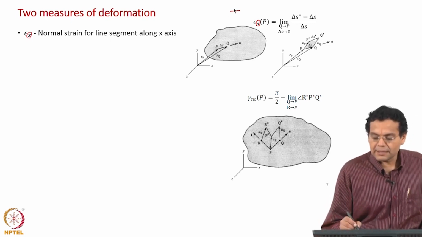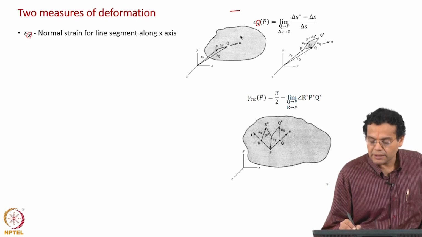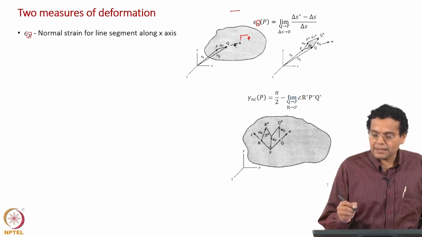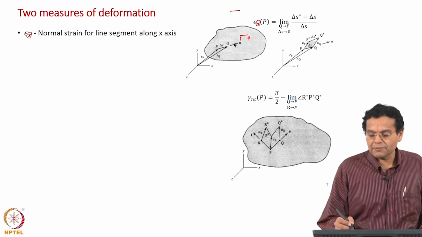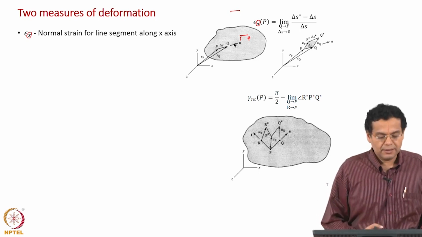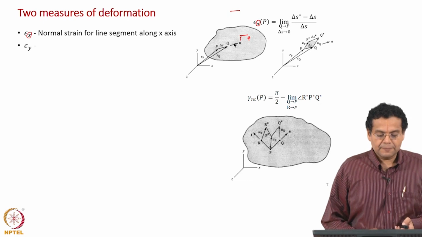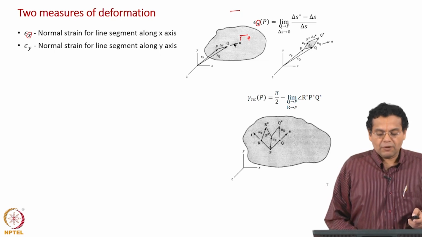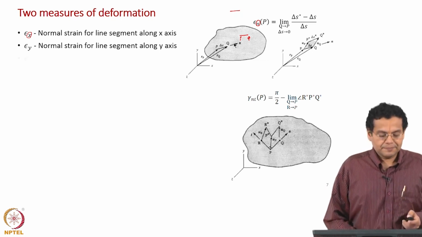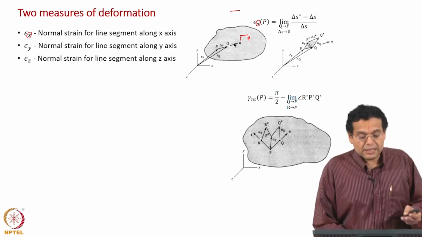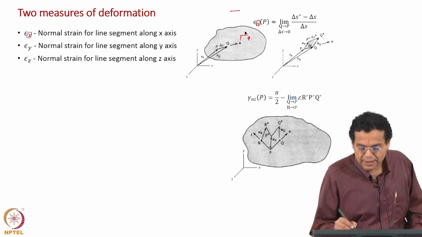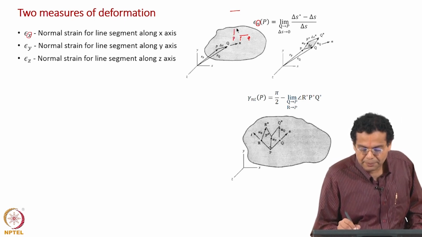What do you mean by that? Take a line segment in an object, you mark two points along the x axis, P, Q. Earlier it was any direction n, now you will be marking along the x axis only, and then you will be finding out the change in length by the original length. Similarly along the y axis, and then similarly along the z axis. These are specific forms of the earlier expression, and we will be using only these normal strains for line segments along the x axis. And for the case of the y axis, you will take a line element PQ like this.